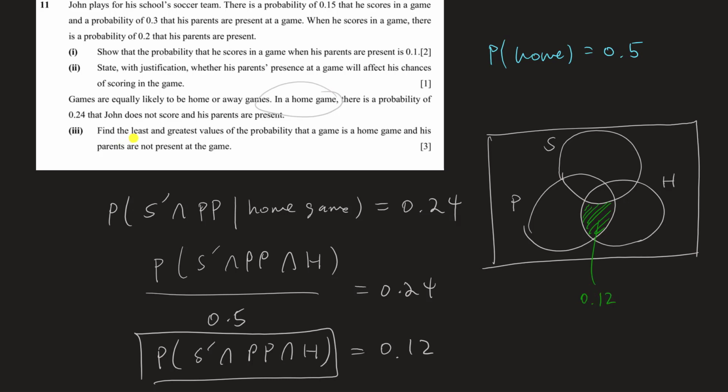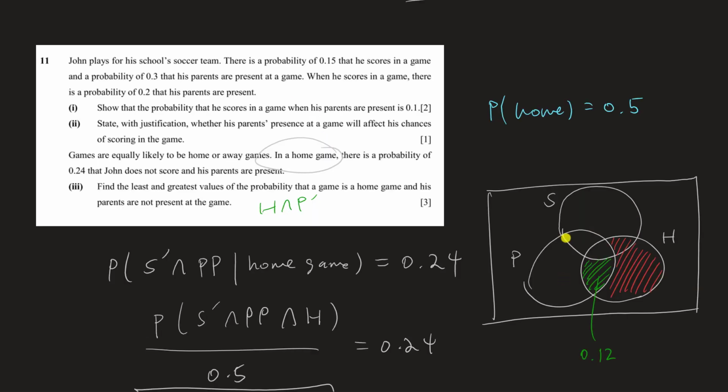What do they want? Find the least and greatest value of the probability that it is a home game and his parents are not present. So H intersect P prime. Which one do they want? The correct answer is they want to find out the area of this red color part. It's very hard to find out the remaining pieces. However, there's one very important piece that is vital to solving this question. It would be this blue color area you see here. Why this is important, we shall see.